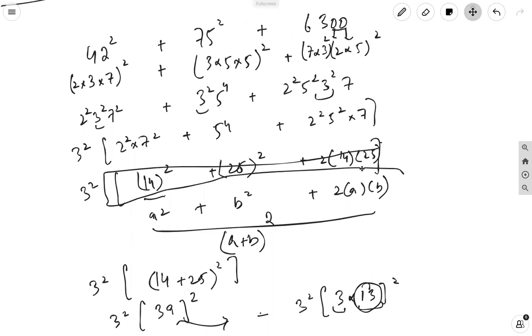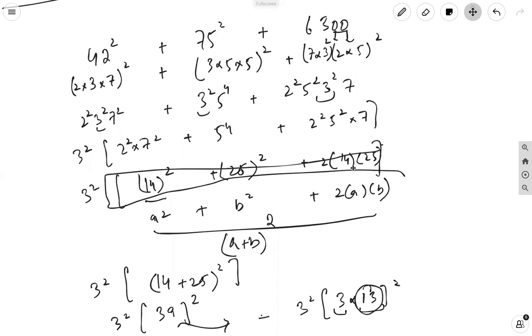Another way would have been that it can be directly written as 42 plus 75 whole square in the first line, minus 2 into 42 into 75 is 300. Yes, you could do that, you could have skipped the middle steps. In the second line, it is 2 into 3 into 7 whole square plus 5 into 5 whole square. Yes, you can also do it that way.